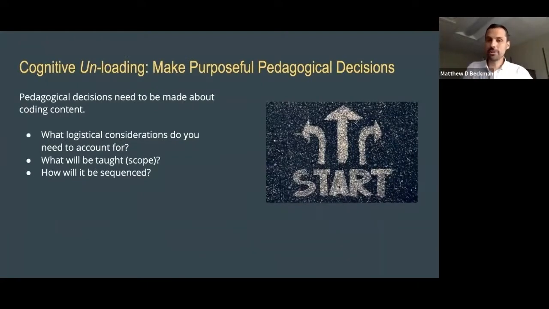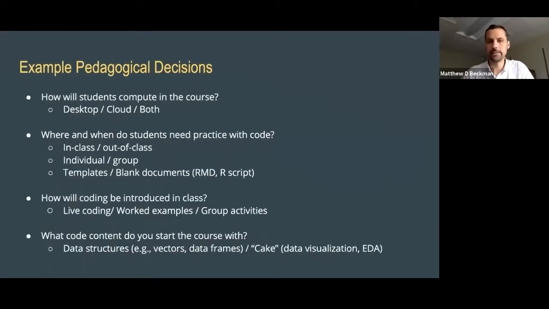So some of the pedagogical decisions that are important to think about include logistical considerations that we'll need to account for, what will be taught, the scope that is demanded in the course, and how we'll sequence things. So some of those logistics might include, are students using a desktop installation or a cloud implementation, or both? Both would require more cognitive demand on students to be switching between these different paradigms. But there could be compelling reasons to do so in the context of a course. So it's just important to be thoughtful about these things.